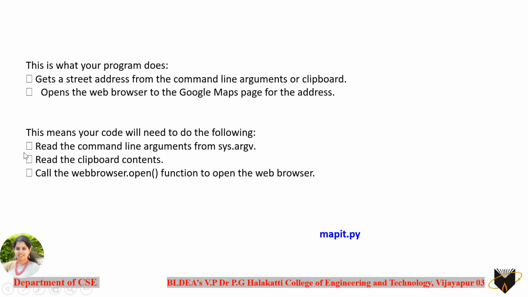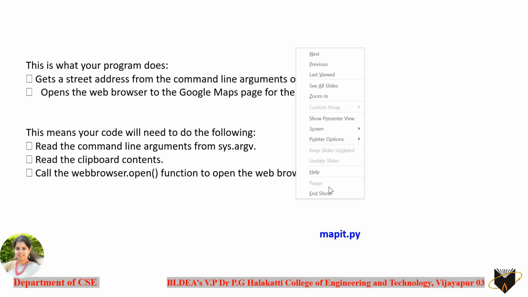For doing that, what you need to cover in your program is: read the command line arguments from sys.argv, read the clipboard contents, and call the webbrowser.open function to open the web browser. So all these things need to be covered in the program that we are going to discuss now. The name of the program that I have written here is mapit.py.